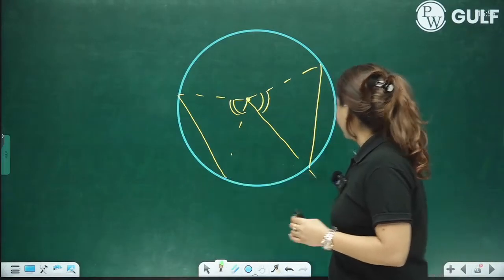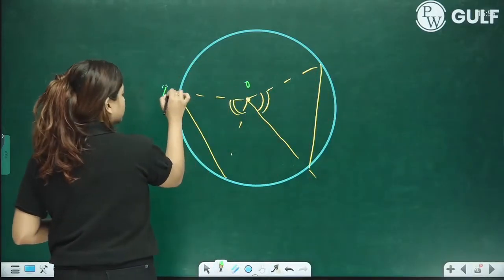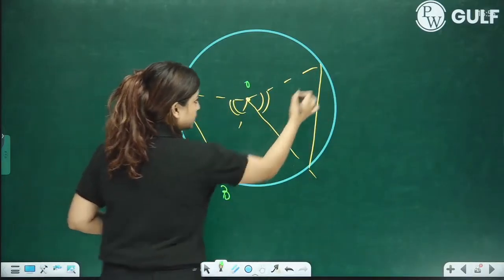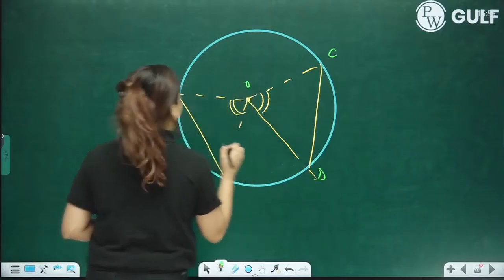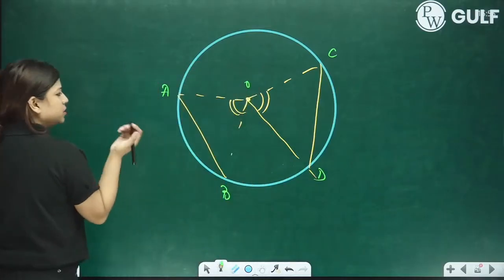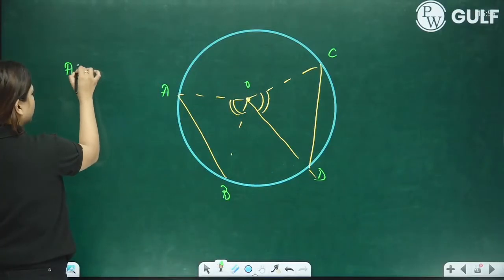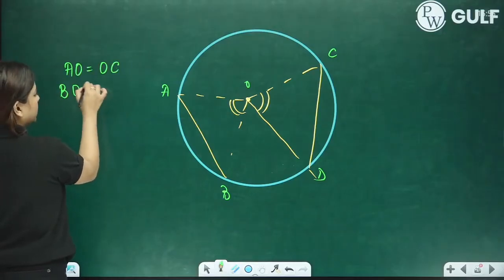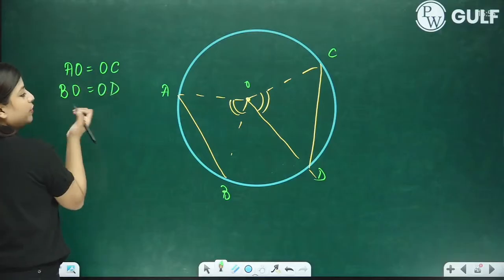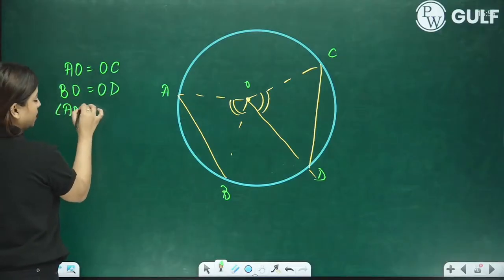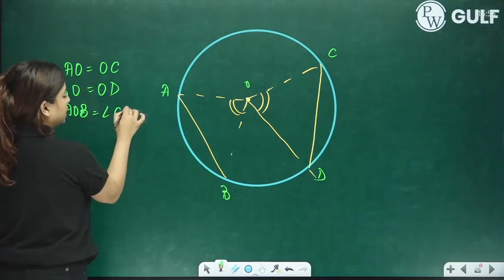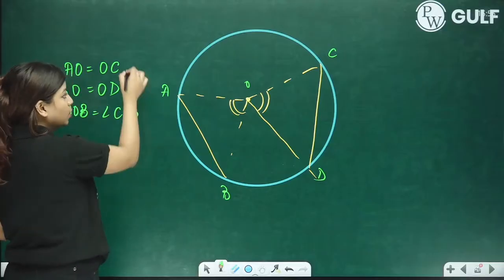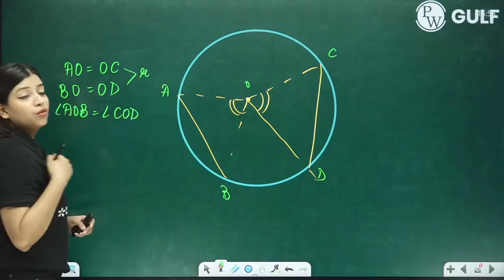In this question, let this be O, this be A, this be B, this be C, and this be D. We can say that AO is equal to OC, BO is equal to OD, and angle AOB is equal to angle COD. Why? Because the angles are given to us, and the sides are the radii of the circle.